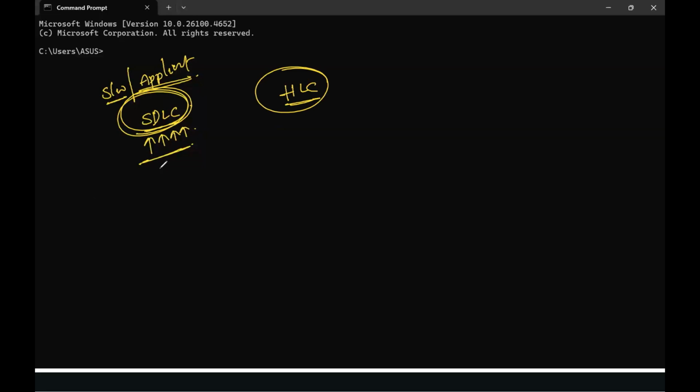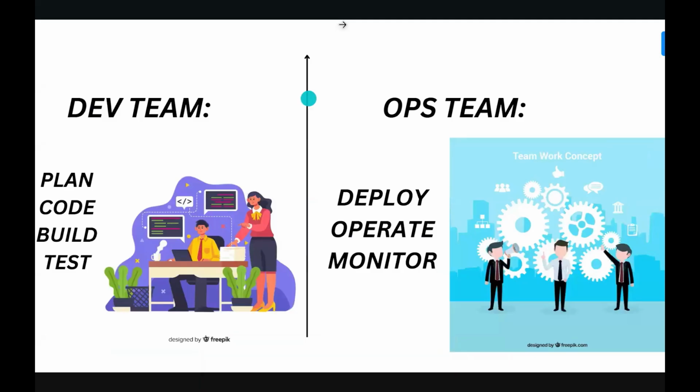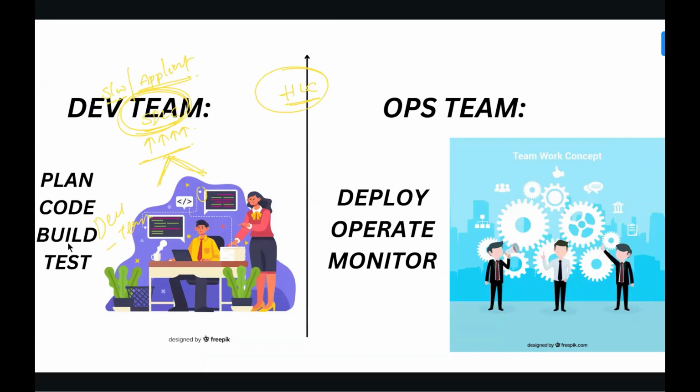In the software development life cycle, we majorly have two teams. One is the development team, and the second one is the operational team, the ops team. So totally we have two teams: the development team and the operational team.